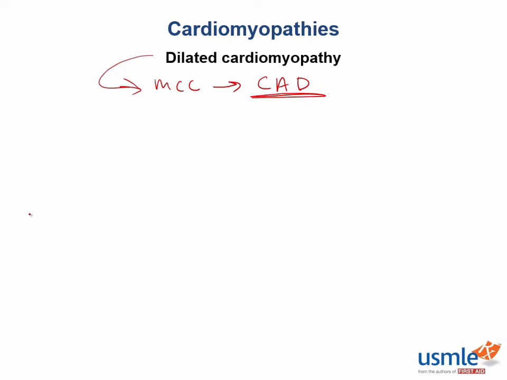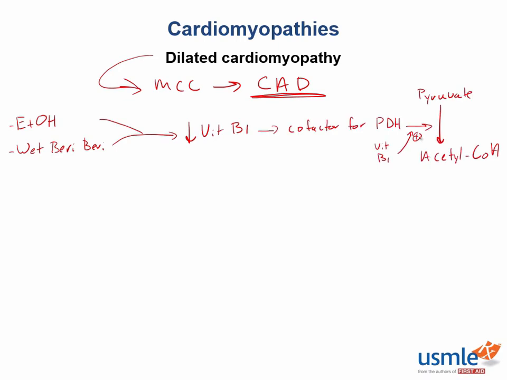Now, alcohol abuse as well as wet beriberi both deprive the myocytes' mitochondria of thiamine. And we know thiamine is crucial for the function of pyruvate dehydrogenase to help convert pyruvate into acetyl-CoA to help us generate more ATP. So without thiamine, we wouldn't be making sufficient ATP to keep the myocytes contracting.